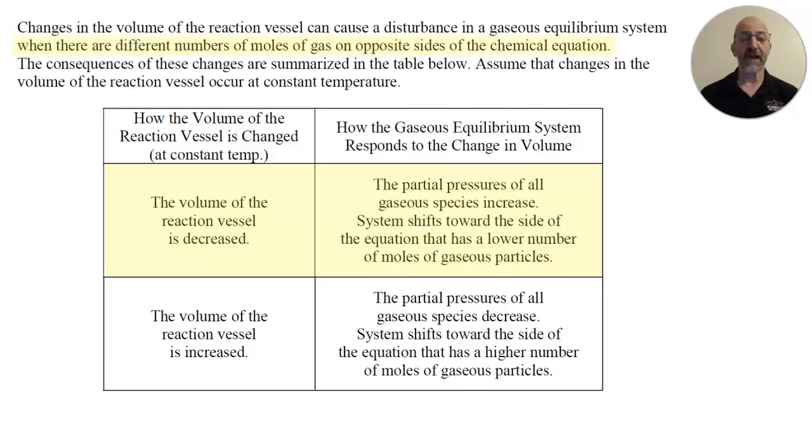Now, on the other hand, what's happening in this question is that the volume of the reaction vessel is increased. And so if that were to occur, the partial pressures of all gaseous species decrease, and the system shifts toward the side of the equation that has a higher number of moles of gaseous particles.